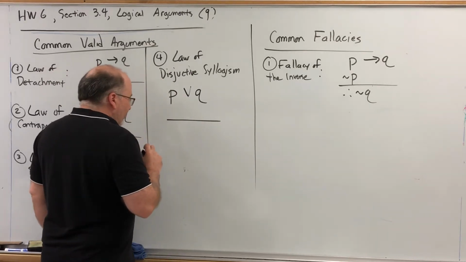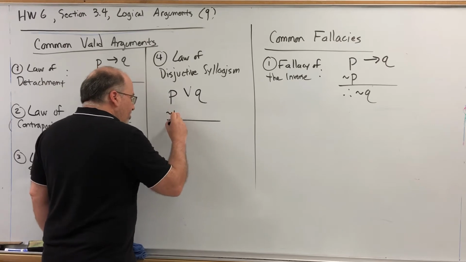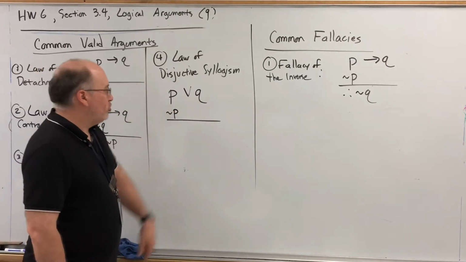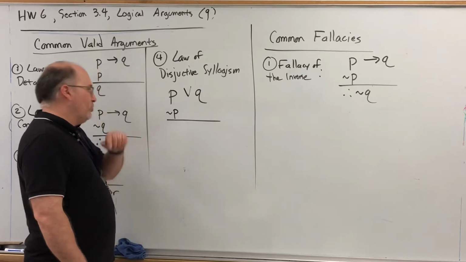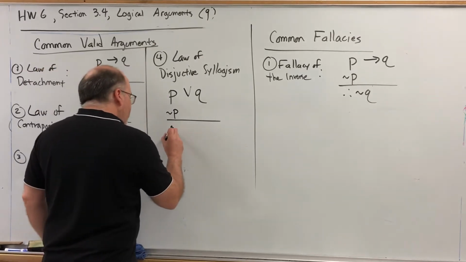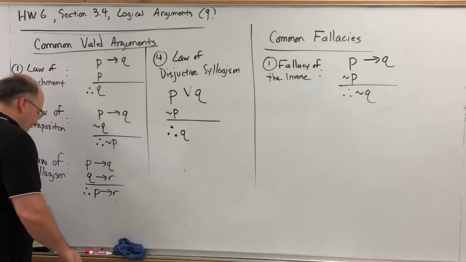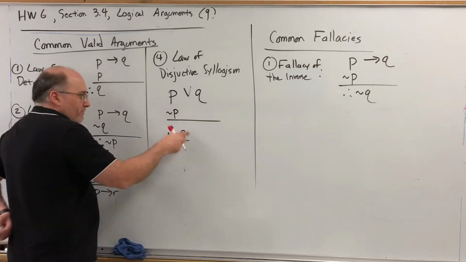Second premise is the negation of either half. We'll say the first half. One of these is true. The first one's not true. Conclusion, the second one must be true. And it really doesn't matter which one is first and which is second.